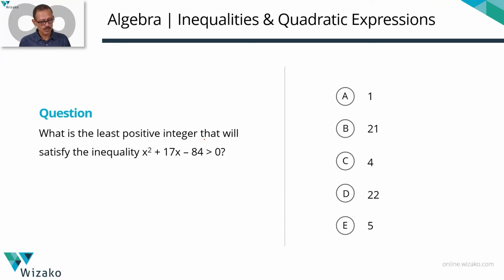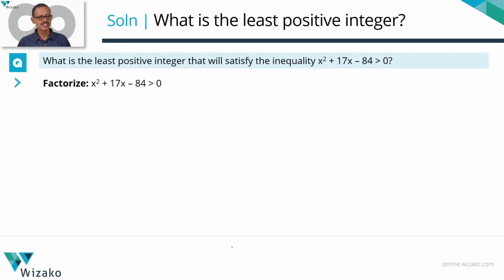What is the least positive integer that will satisfy the inequality x square plus 17x minus 84, which is a quadratic expression, if this is greater than 0? Step 1 of solving this, let's factorize the given quadratic expression. Product is equal to minus 84. Sum is plus 17. So it's going to factorize as x square plus 21x minus 4x minus 84 is greater than 0. So sum is equal to plus 17x. Product is equal to minus 84.